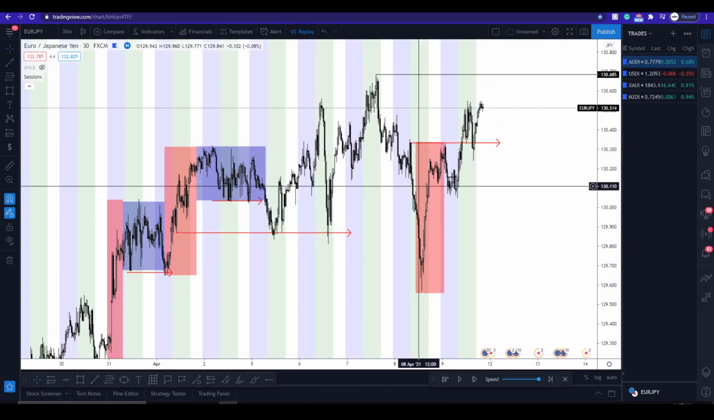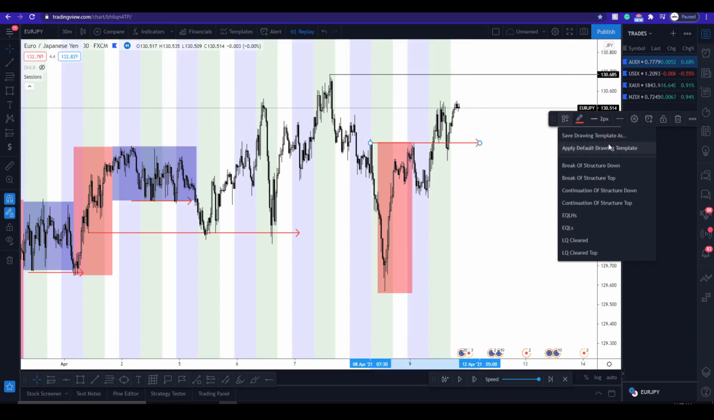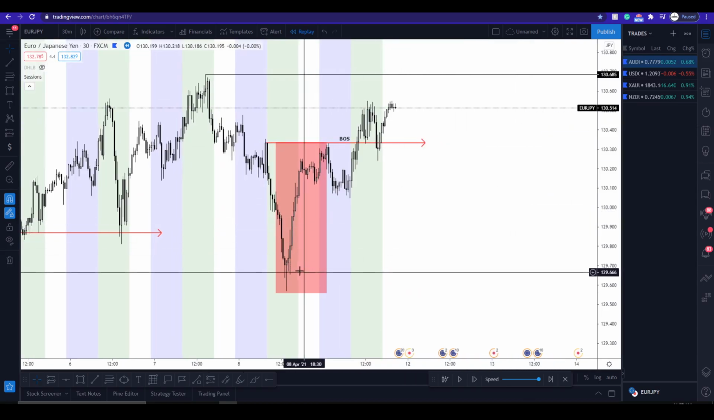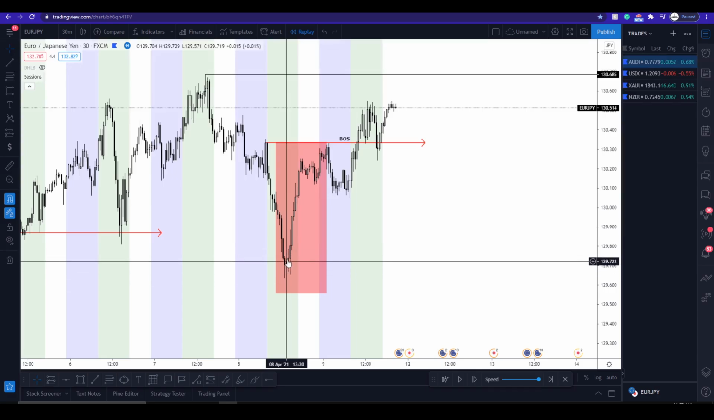So I'm going to delete all this now. We have a break of structure right here. Mark this up. Boom. So now that we know our overall area of interest is going to be London down over here.